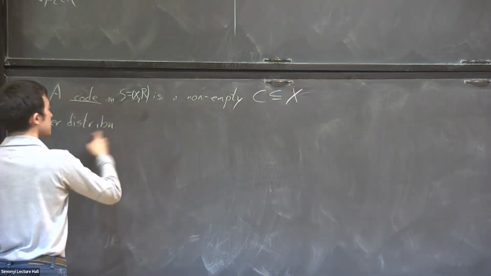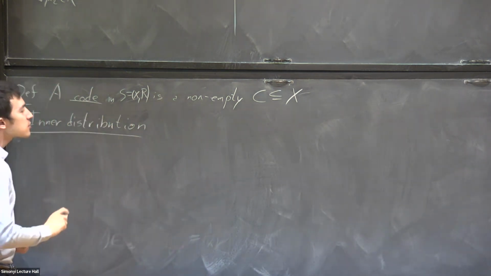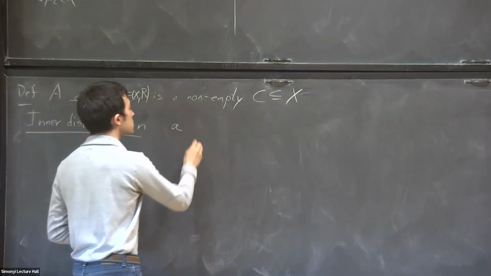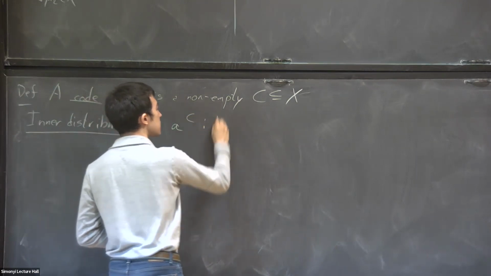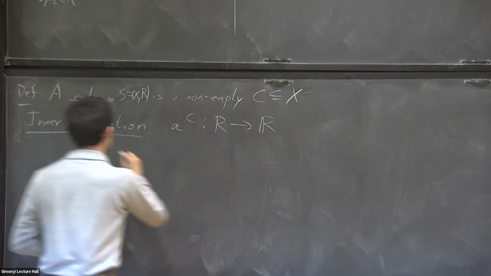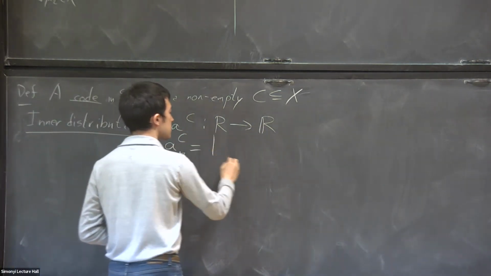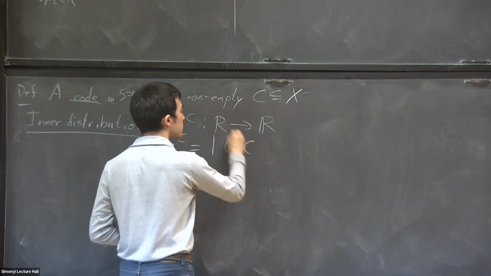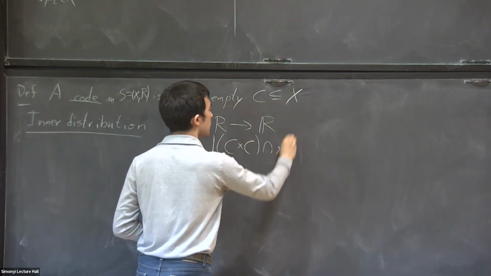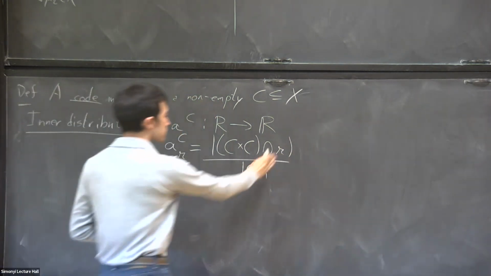And the point is that we care about the inner distribution of this code, which is a function, A_C, from relations to real numbers. And it's defined by saying A_C(R) is you're going to count how many pairs of code words are in R, and you're going to do this normalization by |C|.